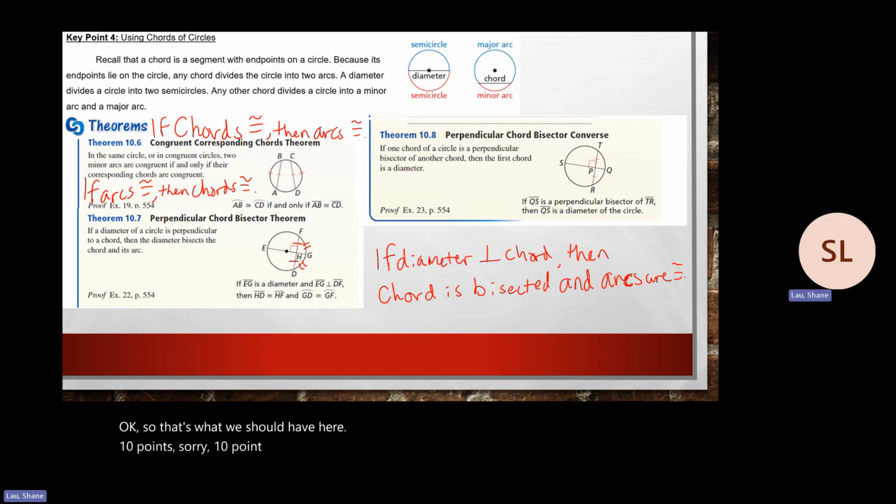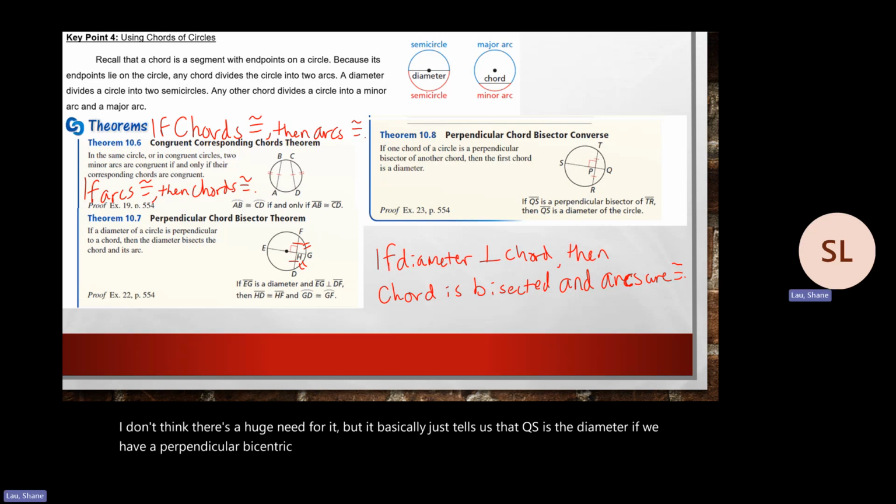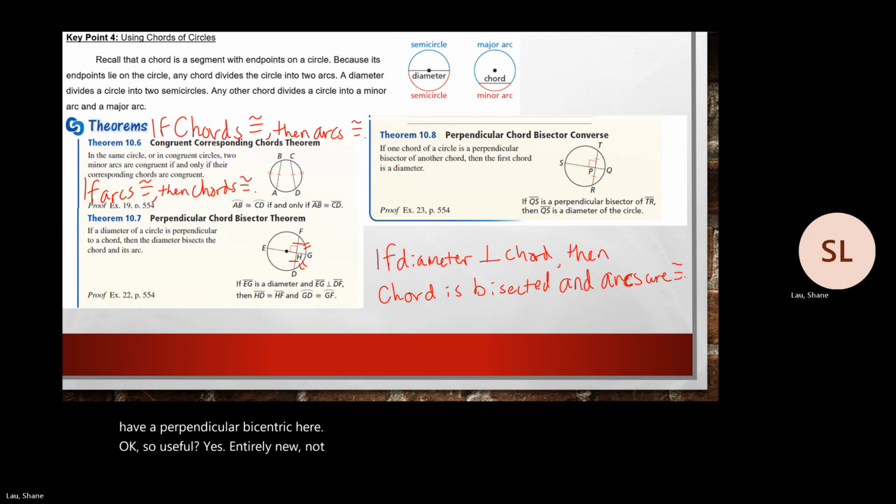10.8 really is just the converse of 10.7. So they're very similar. I don't think there's a huge need for it, but it basically just tells us that QS is the diameter if we have a perpendicular bisector. So useful, yes. Entirely new, not necessarily.